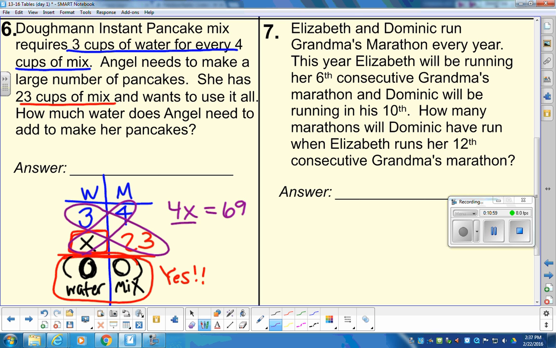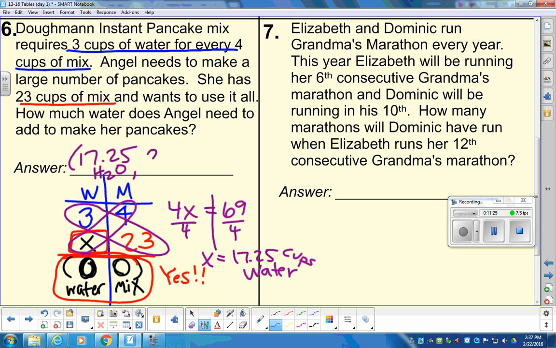Solving, divide by 4. So we get x equals 69 divided by 4, and we get 17.25. So we're talking about 17.25 ounces of water, or cups of water. So the answer would be, if I have 17.25 cups of water, I would need 23 cups mix. And there's my answer. We were able to do cross products because it does start at the origin 0, 0.